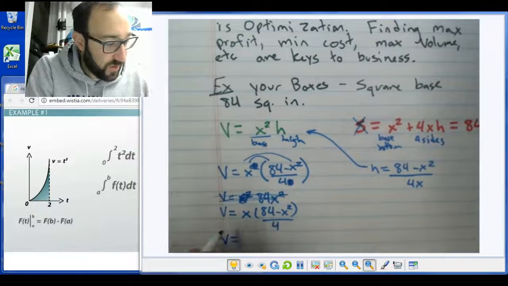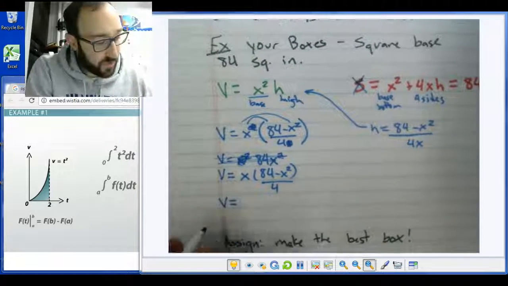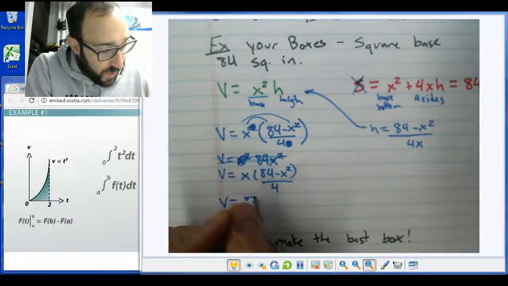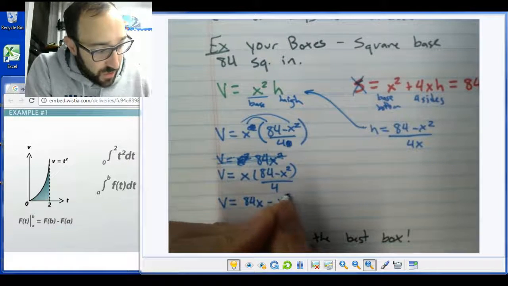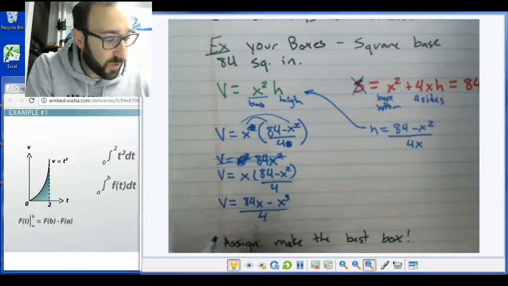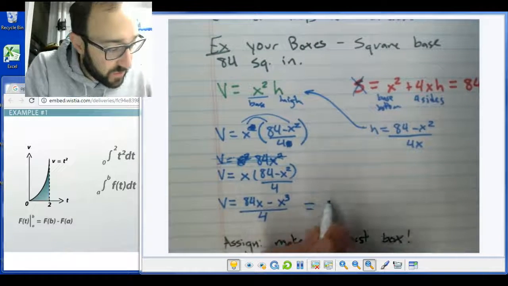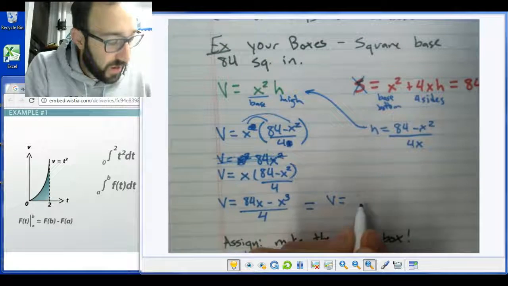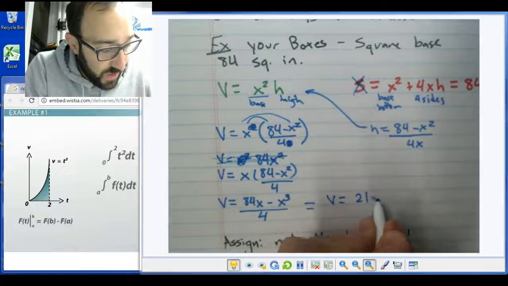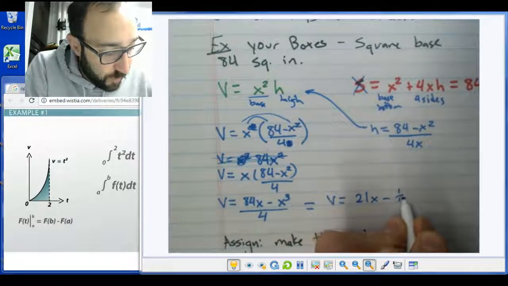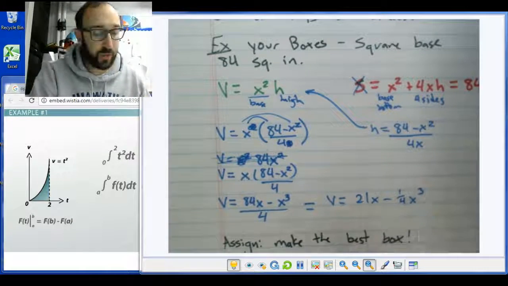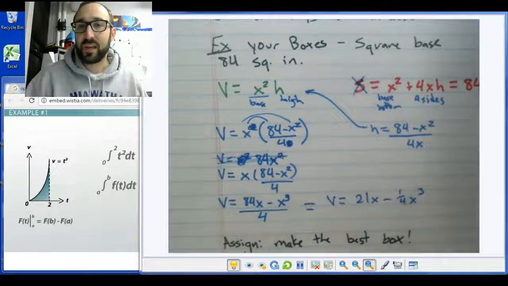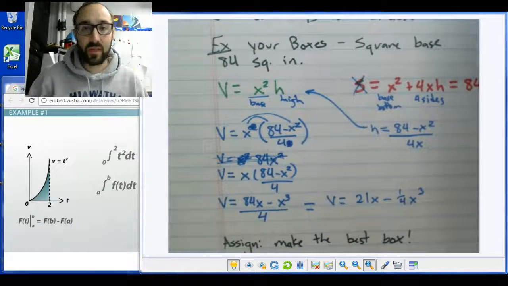which I can finally write down as 84x minus x to the third all over 4. And finally, I'm going to write that as the volume equals 84 divided by 4 is 21x minus 1/4 x to the third. Now, I could write it as 1/4 x cubed or x cubed over 4. Either way, it doesn't really matter, so you might see them in slightly different ways.